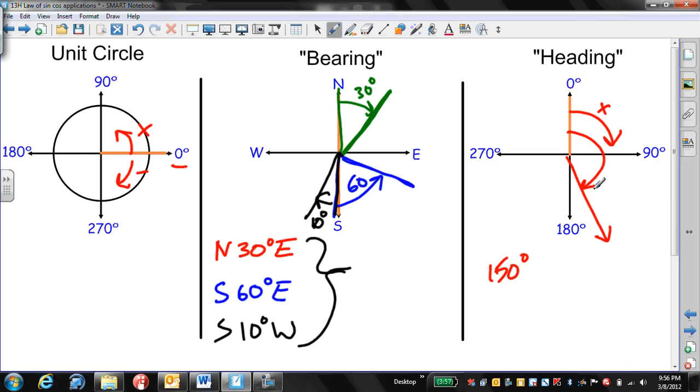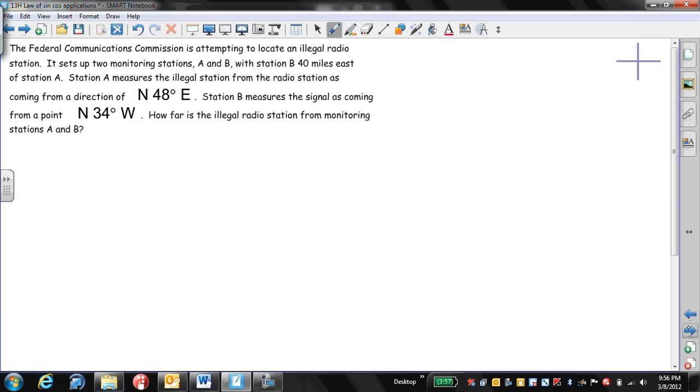Okay, so we're going to use these three different systems. I'm going to go through two problems, showing how we use law of sines and cosines, and using two of these three systems. We're already very familiar with the unit circle, so let's work on bearings and headings and see the difference there. All right, for the first problem, you can read through the problem, but it's basically illustrating this.